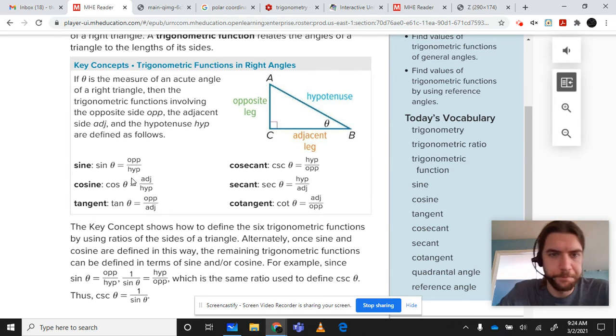Sorry, I'm getting mixed up here. Let's pause for a moment. Okay, so we have our three main functions, and then we have our three kind of inverse functions. So you just want to pay attention to which ones get flipped.